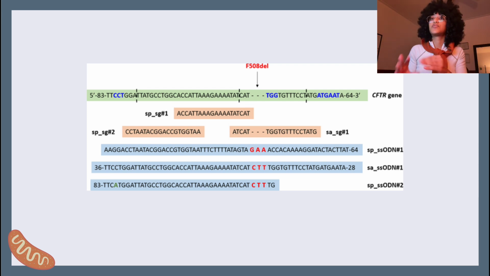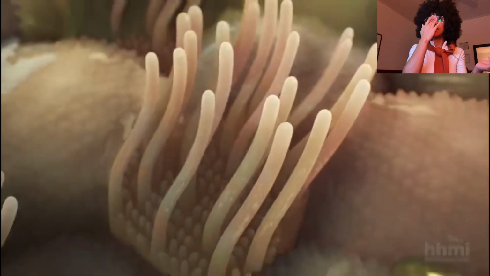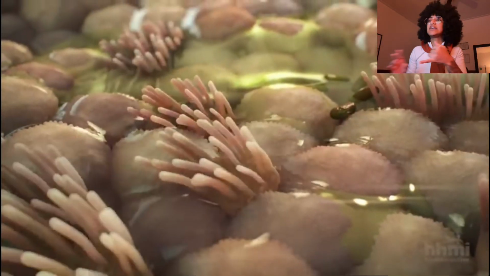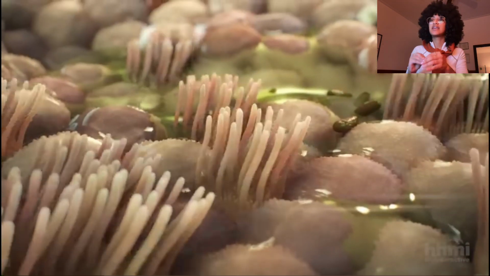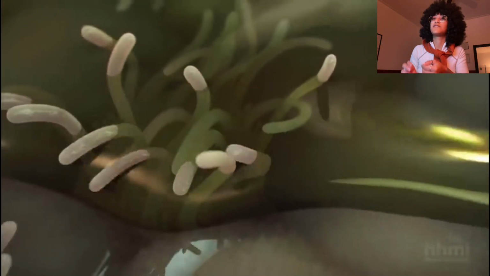So this mutation causes the protein to misfold and be retained in the cell, and it prevents it from reaching the cell membrane. So the protein doesn't have function because it doesn't reach the place where it needs to be. When the CFTR protein is not functioning correctly, it leads to a buildup of thick, sticky mucus. And this mucus can have several negative impacts, like lung obstruction. In the lungs, the mucus can clog the airways, leading to chronic infection, inflammation, and difficulty breathing.